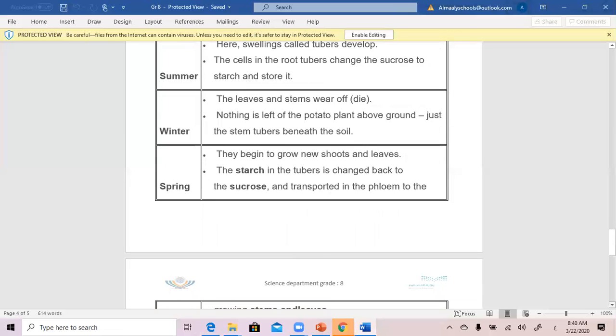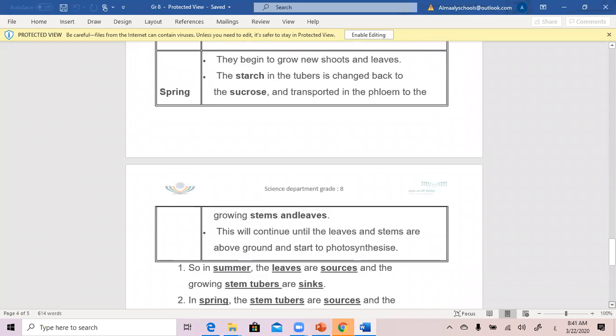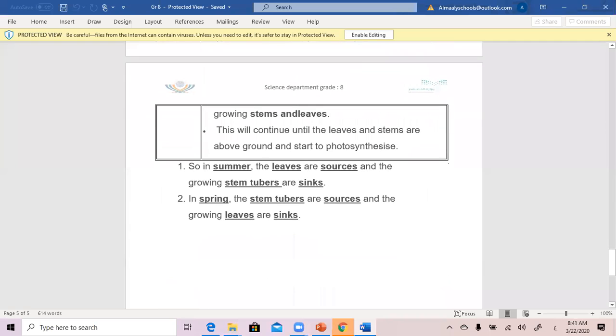In spring, you begin to grow new shoots and leaves. What are shoots here? The part above the soil is called shoots and leaves. The starch in the tuber changes back to sucrose and is transported in the phloem to the growing stem and leaves. This will continue until the leaf and stem are above ground and start to photosynthesize. So, in summer, the leaves are the source, and the growing stem tubers are sinks. In spring, the stem tubers are sources, and the growing leaves are sinks.